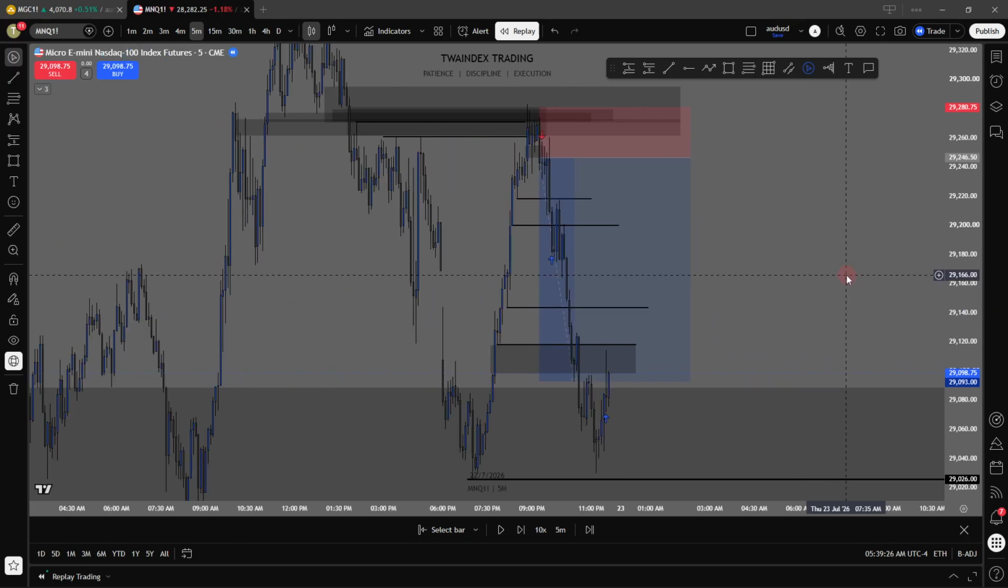Use any session you please and break down your time frames. I cannot stress that enough. Break them down. It is not that hard. Daily, 4 hour, 1 hour for direction. 30 minute, 15 minute, 5 minute for your levels. And use the 1 through the 5 minute for the entries. That's all you have to do. That is literally all you have to do.